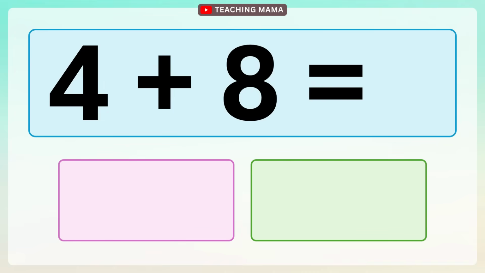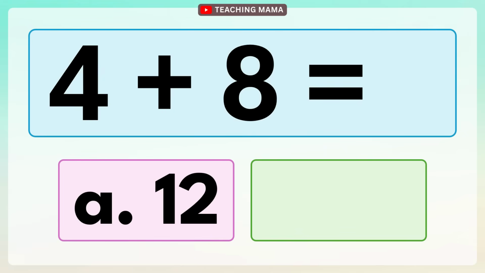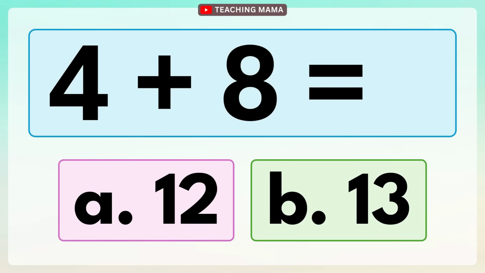Four plus 8 equals A. 12 B. 13. What is the answer? A. 12.